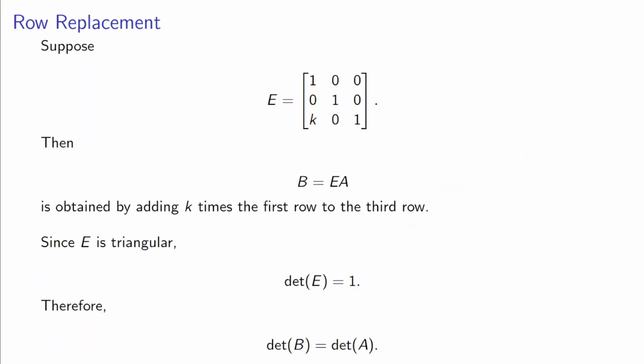And then last one, row replacement. So if we take the identity and add k times the first row to the third row, then we get this example matrix E here.